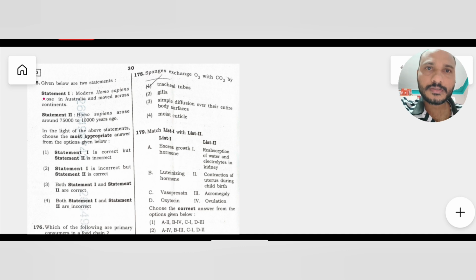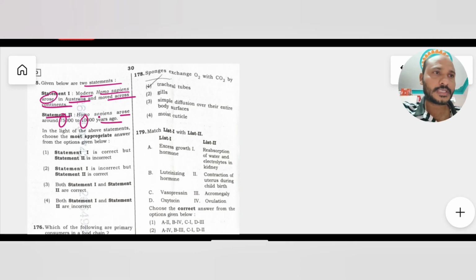Okay, so next one, 175. Given below are two statements. Statement type of questions. Statement 1, modern Homo sapiens arose in Australia and moved across various continents. Statement 2, Homo sapiens arose around 75,000 to 10,000 years ago. So let's analyze this question, which is from evolution: origin of modern Homo sapiens.